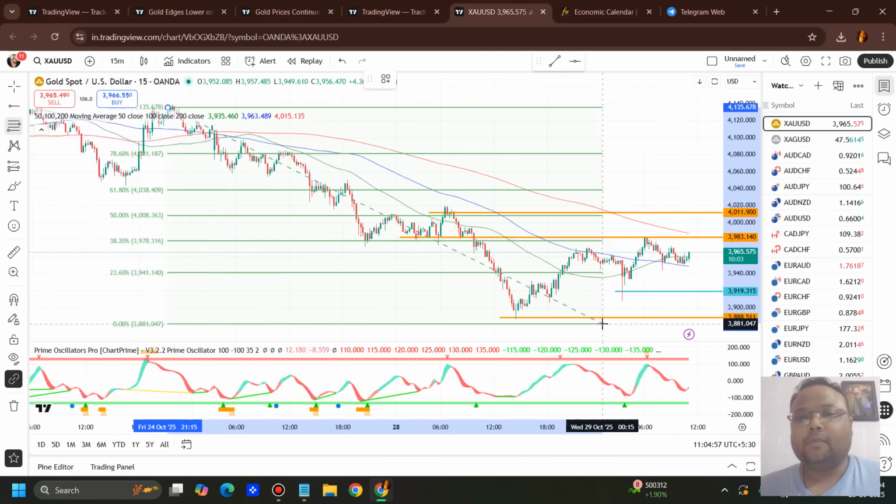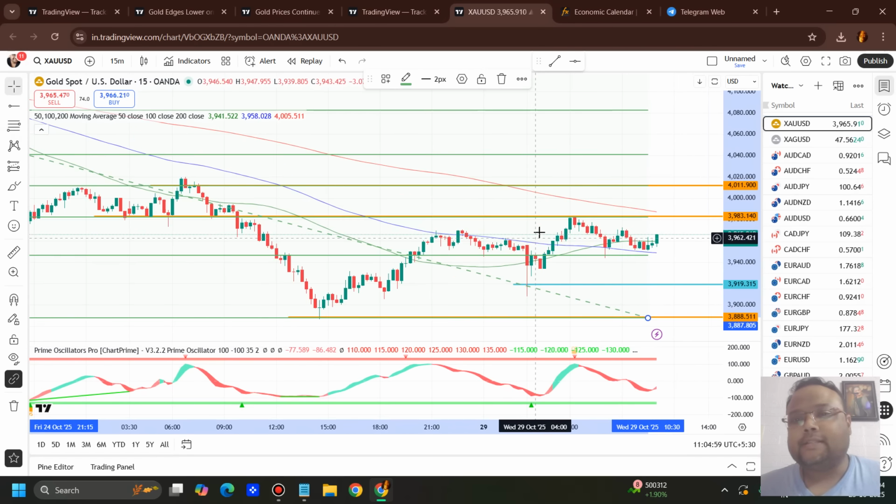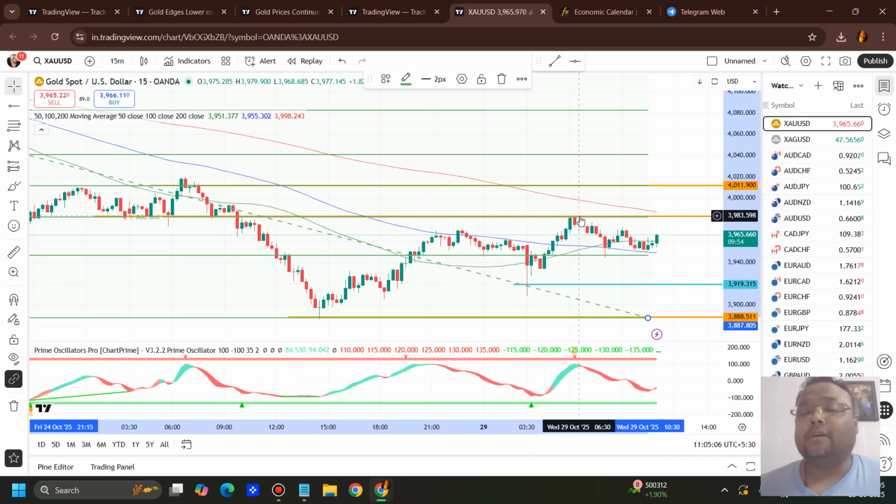No other reason. If we draw FIBO, we can see the FIBO 38.2 has worked nicely. So we are expecting the next FIBO level, which is around 4012, 4013, to work as well before the US session. After the US session, or during a highly volatile market, this will not work. But right now the volume is low, so we can expect this to work.